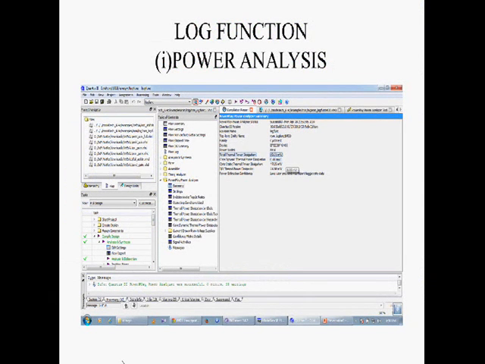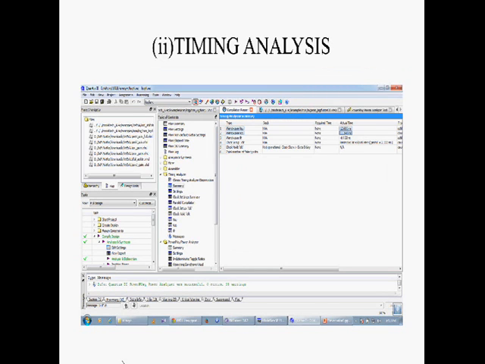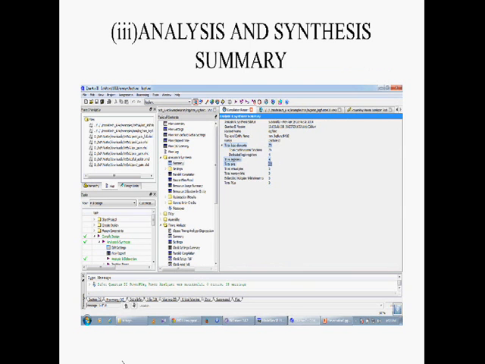This is the analysis summary of my project, which includes the synthesis report and power analysis, where the power given is 69.31 millivolt. So we can reduce this power by using this logarithmic function. The timing analysis given here is 11.345 nanoseconds, and the analysis summary shows that up to 22 pins are used.